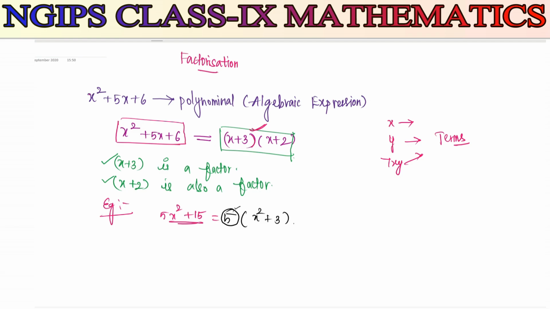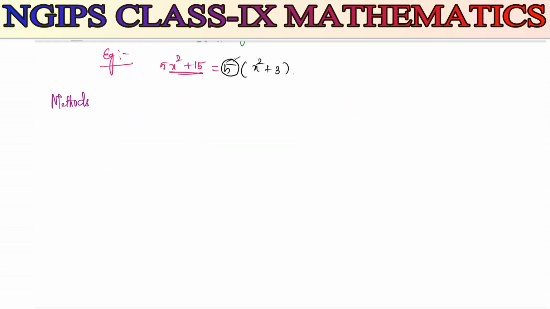Okay, now here we are going to discuss methods of factorization. So totally we have three types. We are going to see them one by one. Type 1: taking out the common factors.